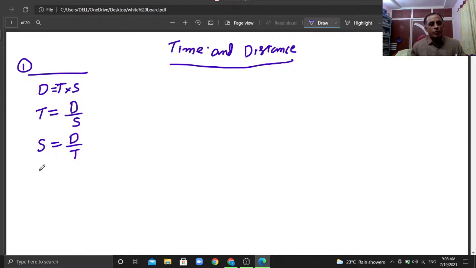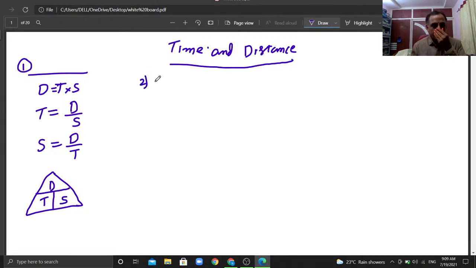Now, one simple technique to remember all three formulas: take a magic triangle. Just draw a triangle, then write these three letters D, T, S. You know the first formula, distance is equal to time into speed. Then time is equal to distance by speed, and speed is equal to distance by time.